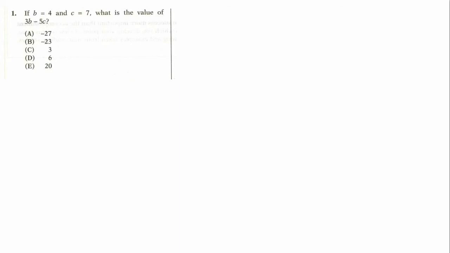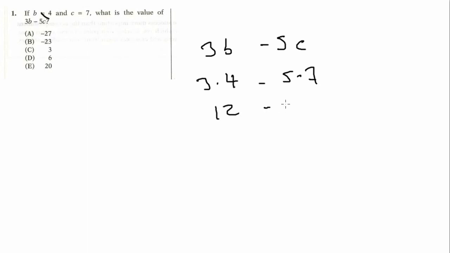Alright, so this one's pretty simple. We have 3b minus 5c. 3 times b, here we have b is 4, minus 5c, c is 7. So we have 3 times 4 is 12, minus 7 times 5 is 35, all of which then is going to be minus 23. So we have this answer here.